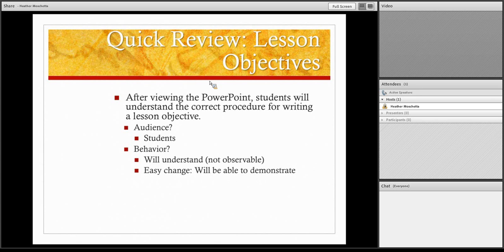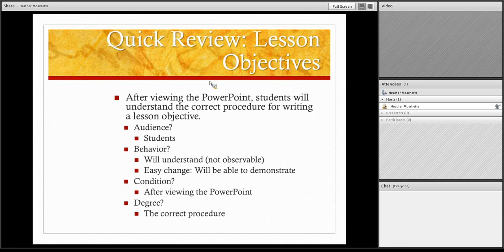You could change students will understand the correct procedure to students will be able to demonstrate the correct procedure. It's definitely observable to see the students demonstrating the correct procedure for writing a lesson objective. What about the condition? After viewing the PowerPoint. And degree, absolutely, it's in there, the correct procedure. So I'm sure you were able to pick out that all four of those elements of a lesson objective are there, and hopefully you were able to point out that the behavior was not observable, but again, easy to change that from understand to demonstrate.